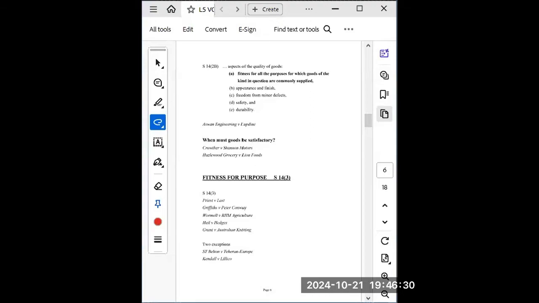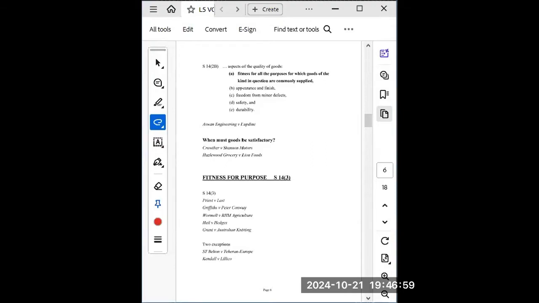Remember, packaging and instructions are part of goods. Wormell against RHM Agriculture said that. Goods means not only the goods themselves, but it includes the packaging, instructions, and everything supplied. So if the instructions or the label is not satisfactory or fit, then the goods are unsatisfactory or unfit.